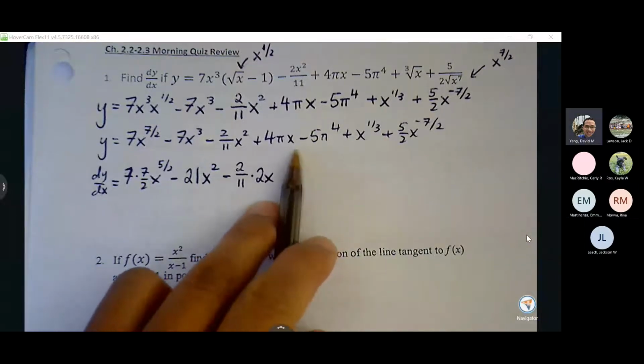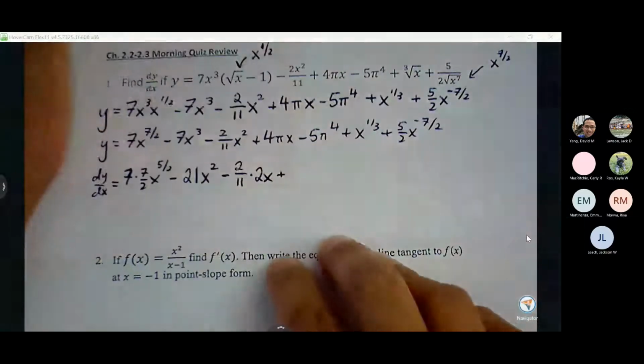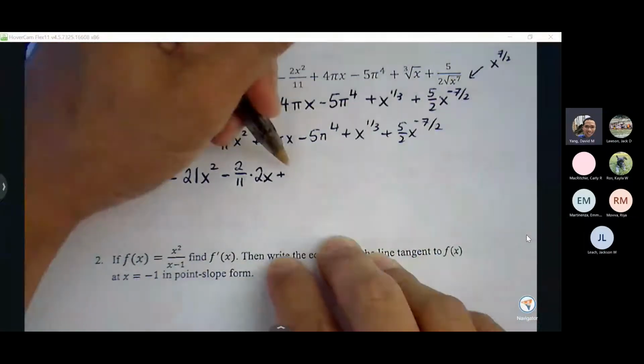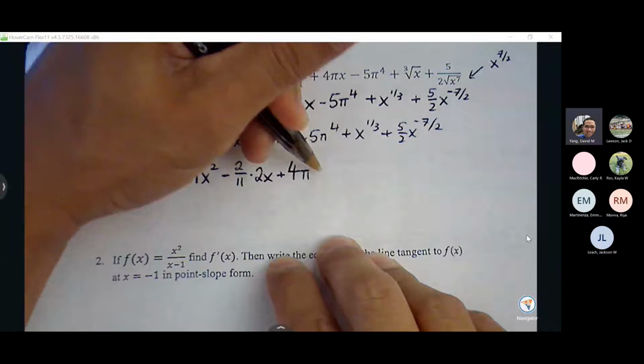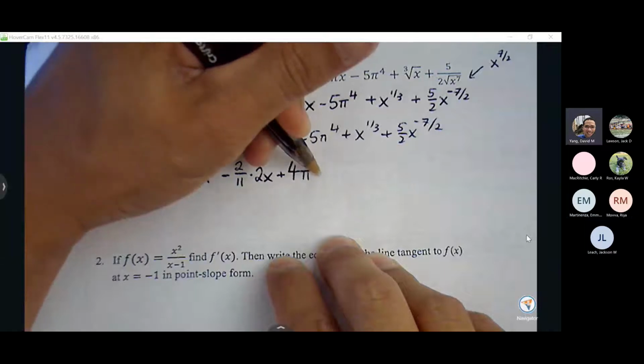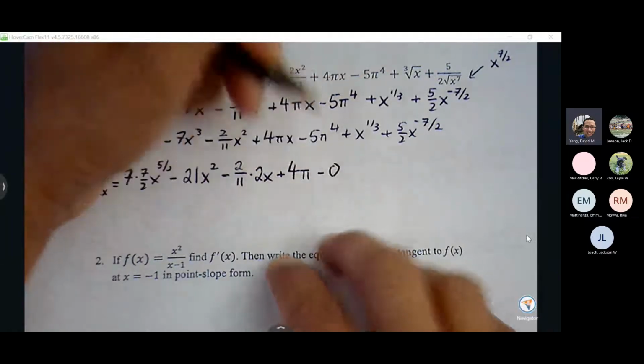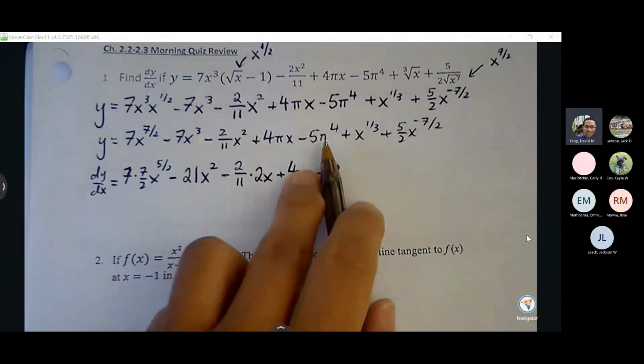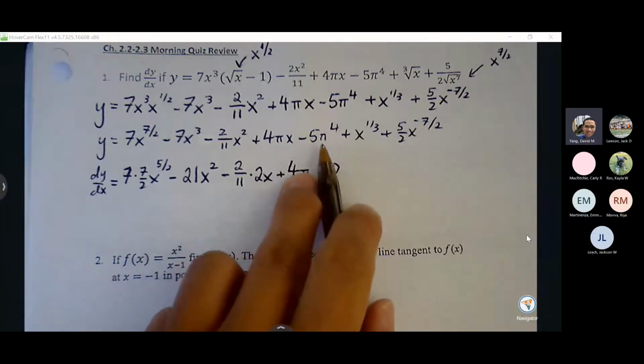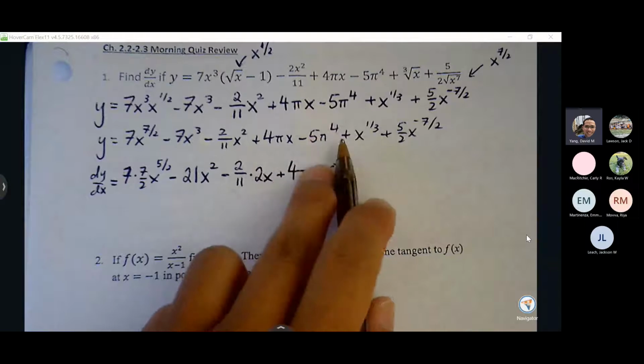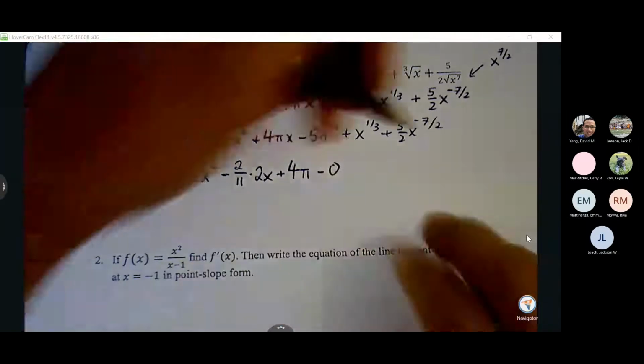What does 4 pi x become? Just 4 pi. Good, just 4 pi. What does 5 pi to the fourth become? 0. Good, 0, right? It's a constant. We don't want to treat any symbol as a variable, right? That's not a variable. We don't do 20 pi to the third, right? It's just 0.